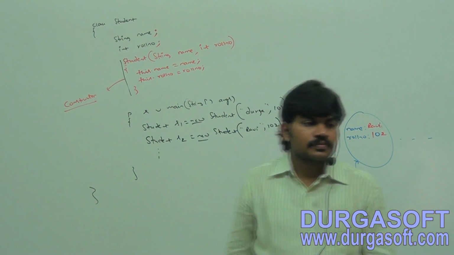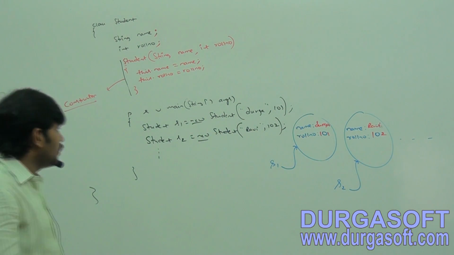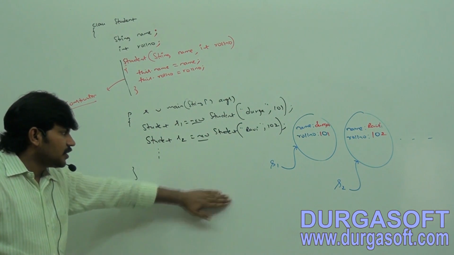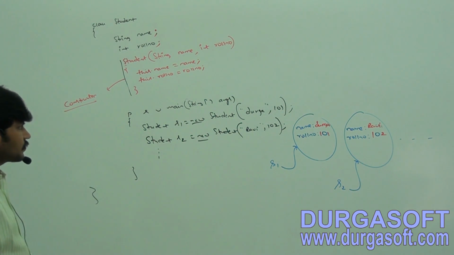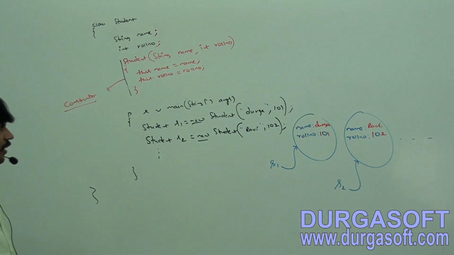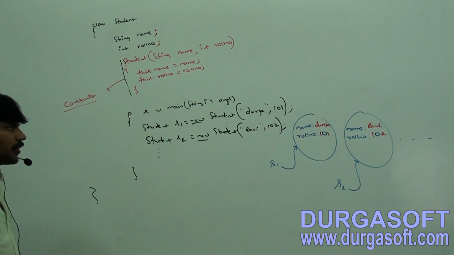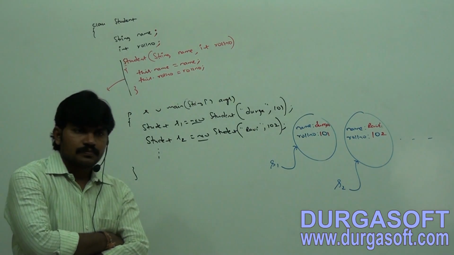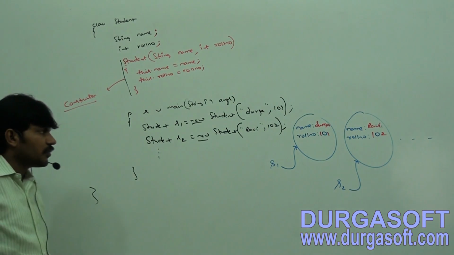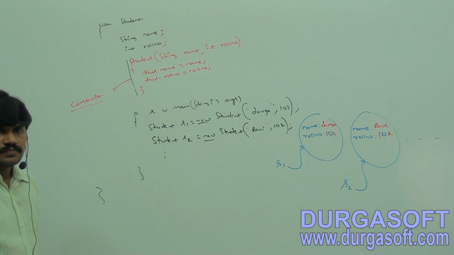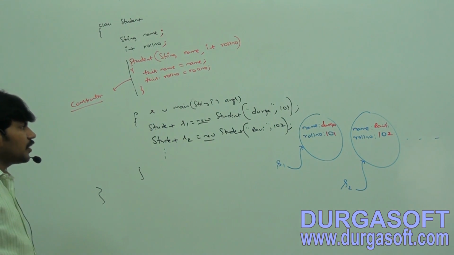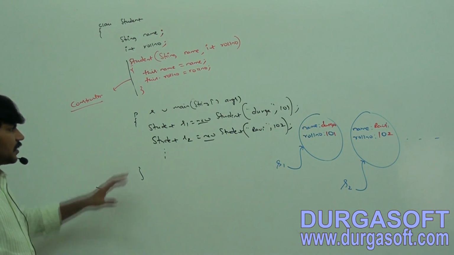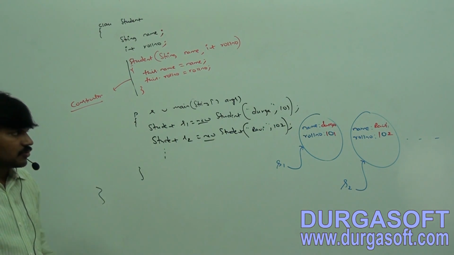Next one, public static void main(String[] args). Student s1 = new Student("Durga", 101); Student s2 = new Student("Ravi", 102). Durga 101, Ravi 102. It is better to take the diagrams also.